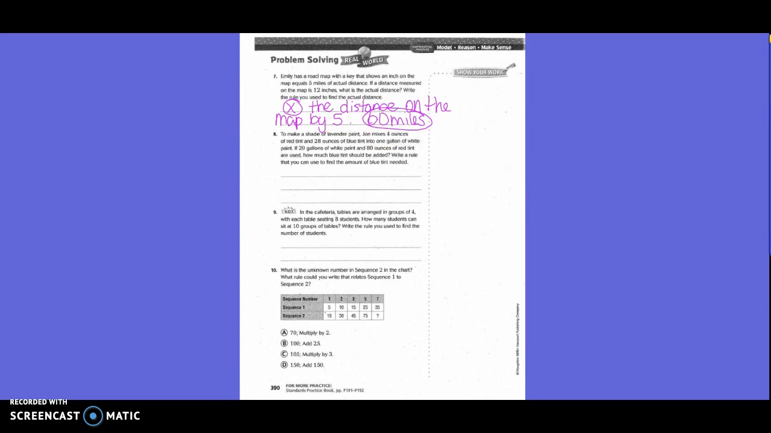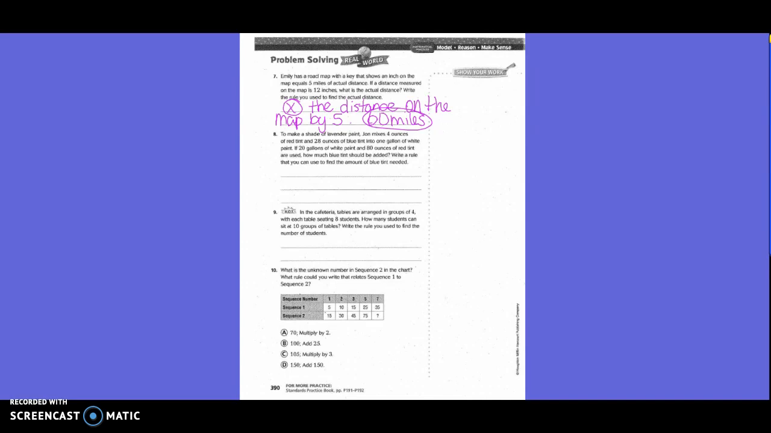Number 8, to make a shade of lavender paint, John mixes 4 ounces of red tint and 28 ounces of blue tint into 1 gallon of white paint. If 20 gallons of white paint and 80 ounces of red tint are used, how much blue tint should be added? Write a rule that you can use to find the amount of blue tint needed.